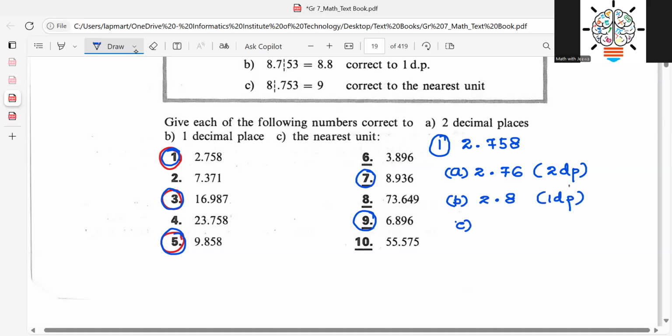And the C part, I want to correct this to the nearest unit. The unit is 2 here. I look at the next number. It is more than 5. So then this becomes 3. And here I write nearest unit, right? So then I'll move to the question, that is question number 3.